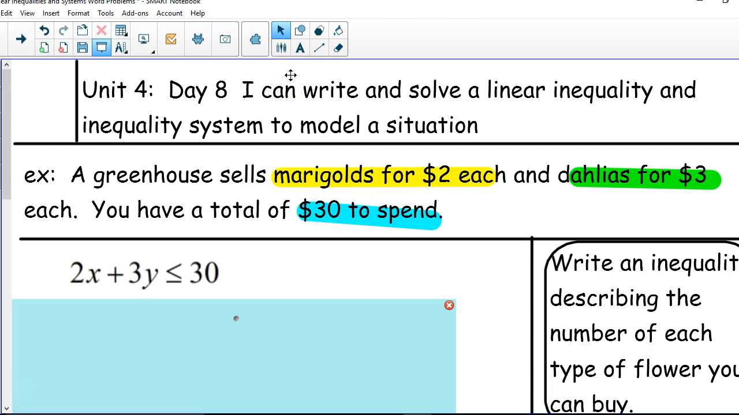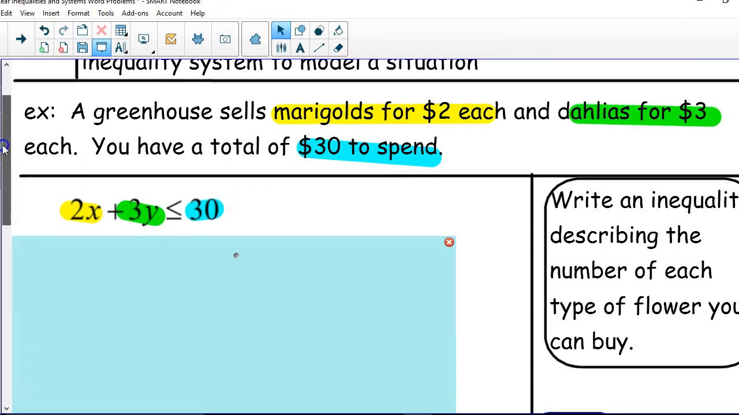Pause if you need to write things down, and then I'm going to explain again why. You can see my 2x, that's the part for the marigolds, the cost of the marigolds. This green part, 3y, is the part for the dahlias. And here's the total amount that I can spend. And why is it less than or equal to 30? Well, I can spend up to $30, but no more.